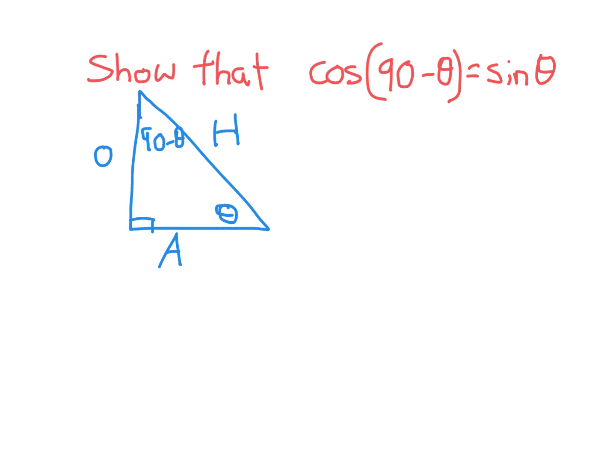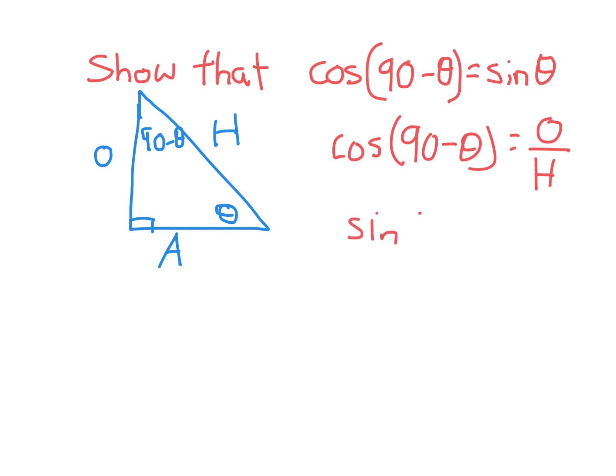So the question talks about cos of 90 minus theta. So cos of 90 minus theta means cos of this angle here. So cos of the angle is adjacent over hypotenuse. Well, this time the adjacent's marked with O. So it's O over H. But we know that sine of theta is O over H. It's opposite side over hypotenuse. That is literally all you have to do. We've shown that we get the same thing when we take cos of 90 minus theta and sine of theta.